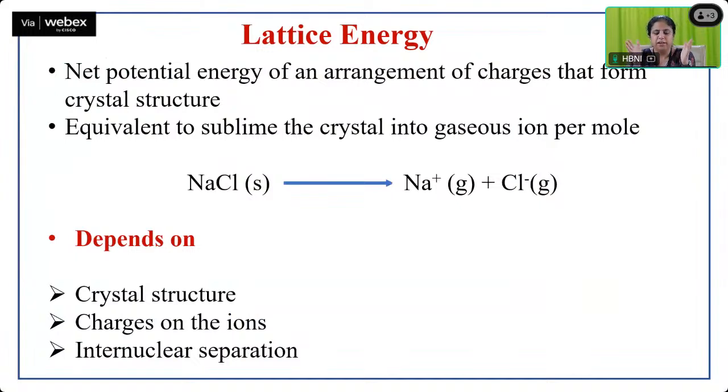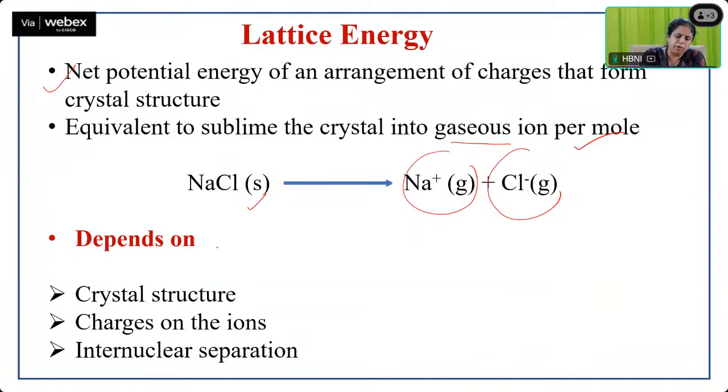So what is lattice energy? If I give you the theoretical definition, it's nothing but the energy required to sublime the crystal into gaseous ions, calculated per mole. You have a solid crystal, and the energy required to not just ionize it or break it, but to convert it into gaseous ions per mole is called the lattice energy. In other words, it is the net potential energy of the arrangement of the charges that form the crystal structure. Nothing but potential energy, because I'm not talking of any moving things here.